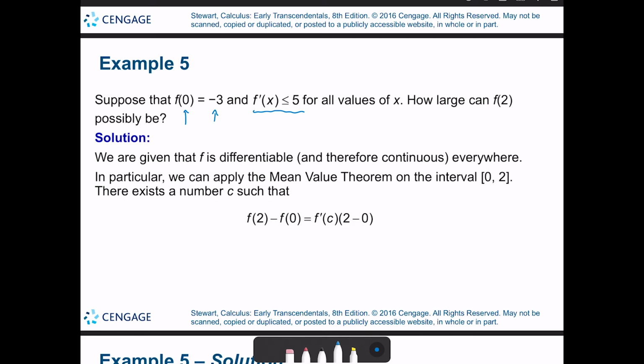So never is our curve or our graph going to be sloping upward too rapidly or really, really fast. The slope of the tangent lines are all going to be less than or equal to 5. And then the question is, how large can f of 2 possibly be? Well, let's go through and look at how your author presents it, and then we can talk about maybe a different perspective.